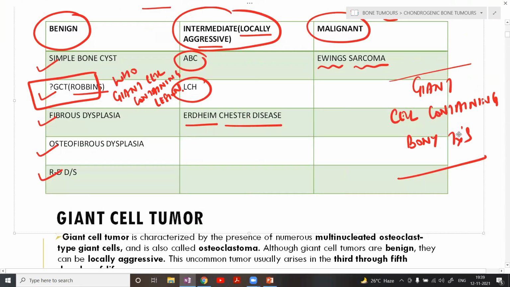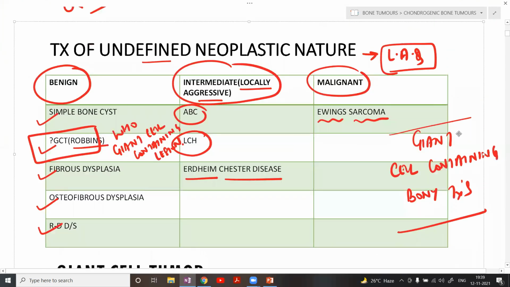I hope this classification is clear to you all. We are actually reading about tumors of undefined neoplastic nature. Over there, we have benign, intermediate, and malignant varieties. Under the benign varieties, I have already discussed simple bone cyst, giant cell tumor, fibrous dysplasia, osteofibrous dysplasia, Rosai-Dorfman disease. In the intermediate category, we have aneurysmal bone cyst, LCH, Erdheim-Chester disease, and the malignant tumor is Ewing sarcoma.